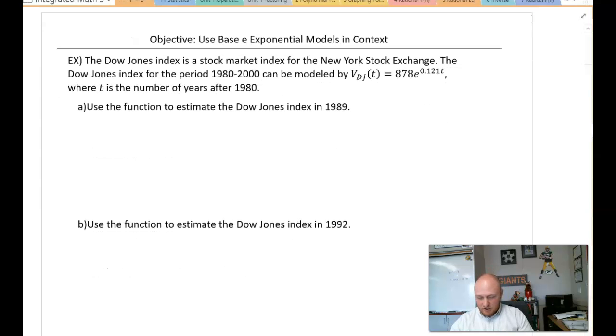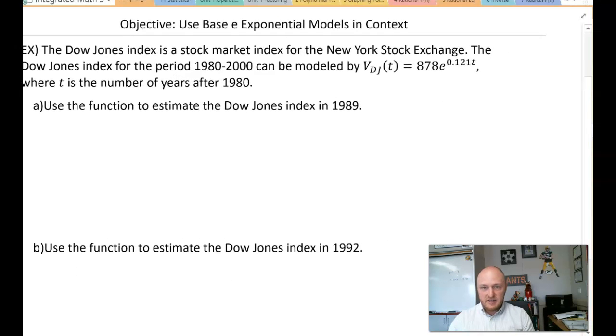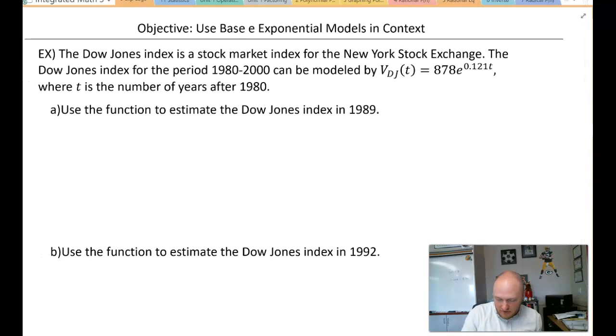Okay, let's look at some applications that contain base e. Here we have the Dow Jones index, a stock market index for the New York Stock Exchange. The Dow Jones index for the period of 1980 to 2000 can be modeled by the function V_dj of t equals 878 e to the power of 0.121 times t, where t is the number of years after 1980. They already gave us the function, and in part A they say use the function to estimate the Dow Jones in 1989.